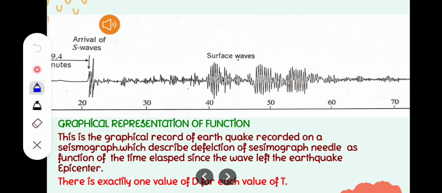The second one is graphical representation of a function. Here is a graphical record of an earthquake recorded on a seismograph. The graph describes the deflection d of the seismograph needle as a function of time. These deflections are recorded by the seismograph needle when the wave left the earthquake epicenter. Look here, there is exactly one value of d for each value of t. Hence, it is a function.